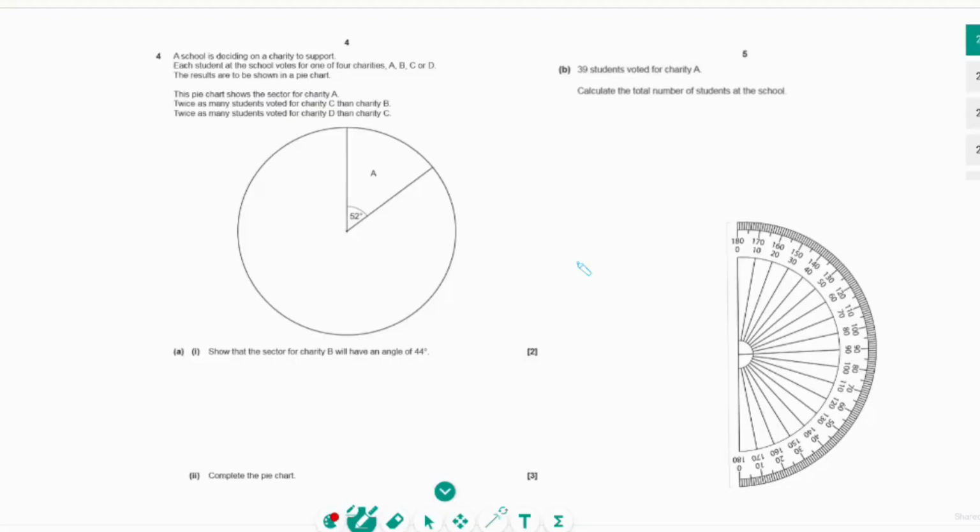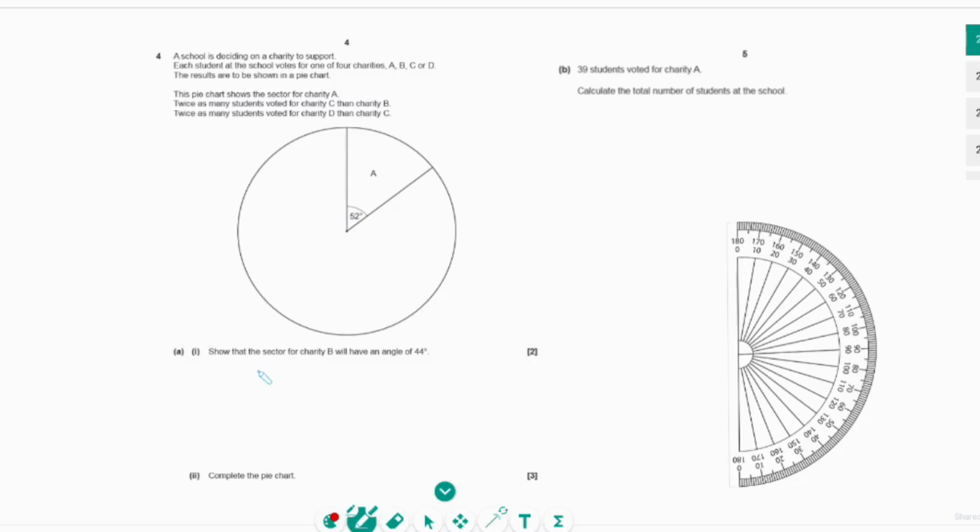Question 4. A school is deciding on a charity to support. Each student at the school votes for one of 4 charities, A, B, C, D. Results are shown in the pie chart. The pie chart shows the sector for charity A. Twice as many students voted for charity C than charity B. Twice as many students voted for charity D than charity C. Show that the sector for charity B will have an angle of 44 degrees.